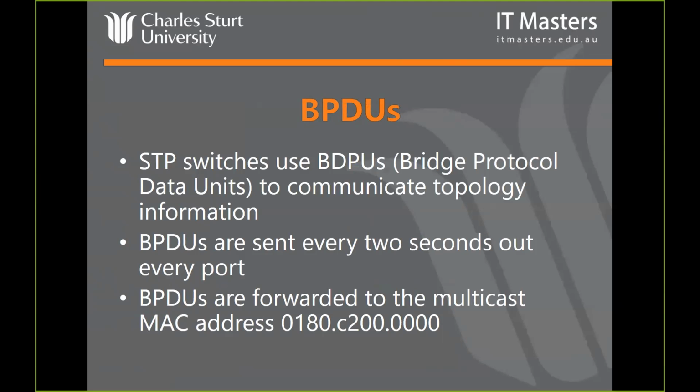Now, BPDUs are sent every 2 seconds out of every port, unless the port's in a shutdown or disabled state. The BPDUs are forwarded using the multicast MAC address, as you see there on your screen. Now, it needs to be multicast. It doesn't want to be broadcast, because then all hosts connected to the switch, regardless of what they are, all devices would have to listen to it. It can't be a unicast for obvious reasons, because there's more than one host that needs to look at it. So it's sent to multicast.